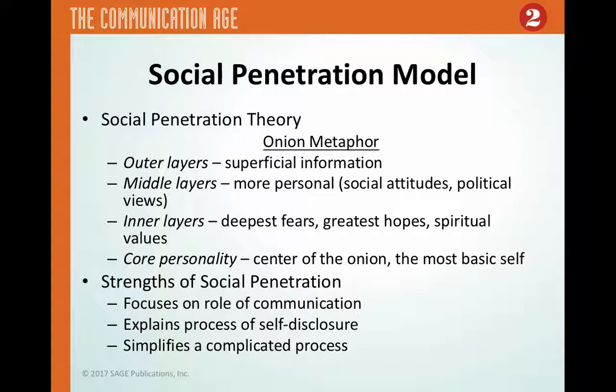There's outer layers, middle layers, inner layers, and core personality. And basically, if you think of an onion, you work your way from the outer layers to the core personality, and you keep getting deeper and deeper. So the outer layer is like superficial info. The middle layers are more personal, talk about attitudes, political views. The inner layers, this is like your deepest fear, greatest hopes, spiritual values. And then at the very core of the onion, this is the most basic sense of self. This is your core personality. This is who you are, and this is the strongest part. So if you think of it just like an onion, you've got your outer layers, and as you peel back the layers, you get deeper and deeper and deeper. And when you get to the middle, that's your core personality.